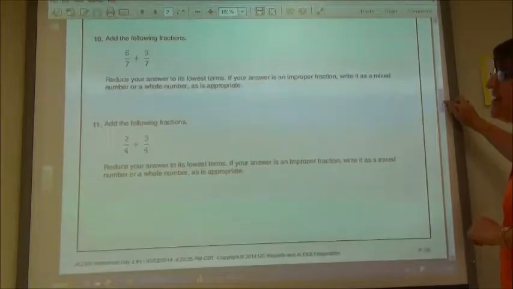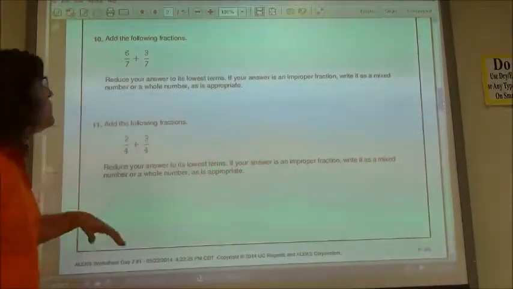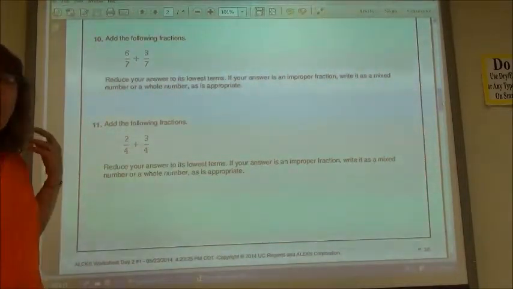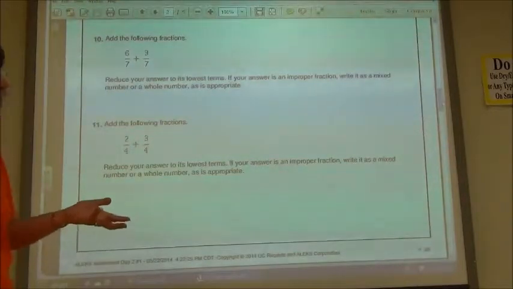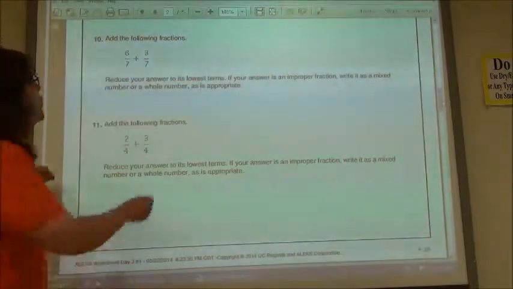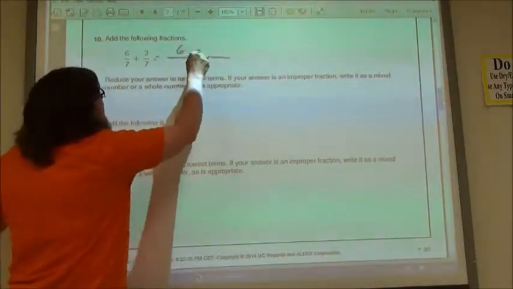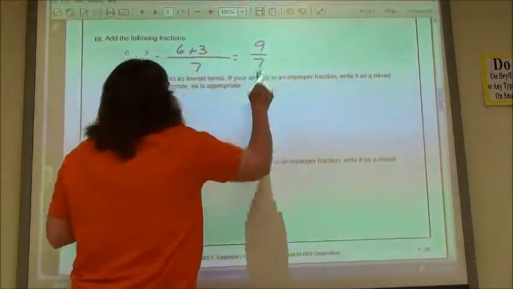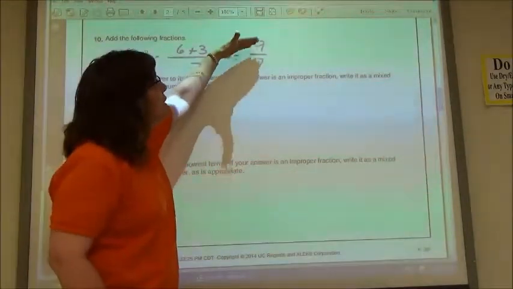And then 10, 11, and 12 we're going to add. If we're adding and subtracting fractions, we have to have a common denominator. They have to be like things. I can't add a 1/5 and a 1/2 unless I change them to units that mean the same thing. If my denominators are already the same, I'm just adding the numerators. So the 7 is going to stay on the bottom, and I'm just taking the 6 plus 3. 6 plus 3 gives me 9/7.